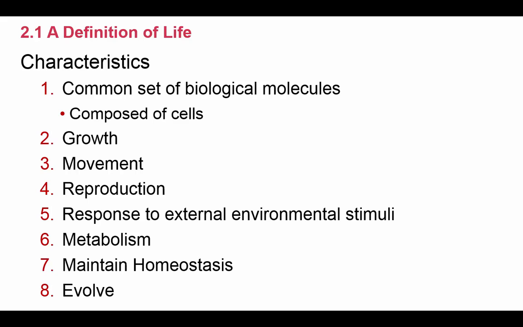Second characteristic is that living things are going to grow. Third, they're going to move. 4, they're going to reproduce. 5, they're going to respond to external environmental stimuli. 6, they're going to possess something known as metabolism. 7, maintain homeostasis. And then 8, they're going to evolve. So what we want to briefly look at are these 8 characteristics in a little more detail.